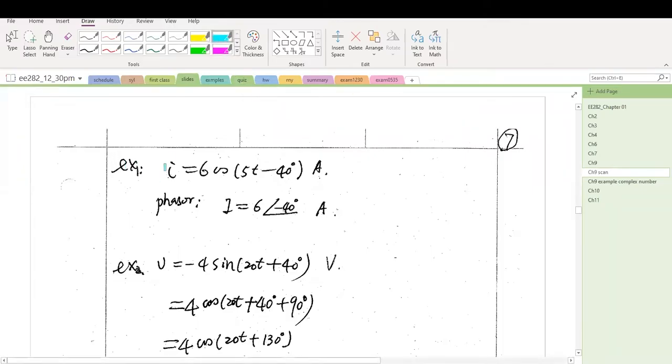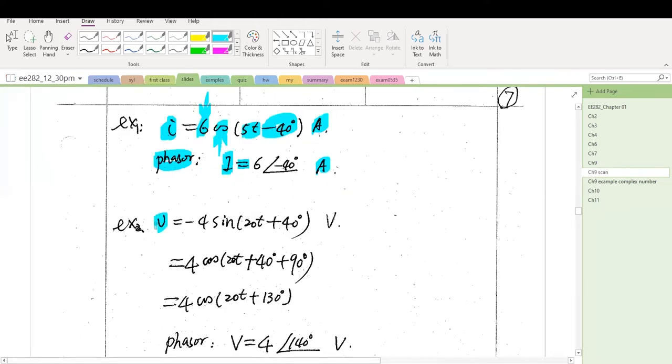Let's look at this example. i(t) equals 6 cosine(5t minus 40 degrees). What is the phasor? The phasor notation is capital I equals the magnitude, because this is cosine, and the phase, minus 40 degrees. The unit is still the same.